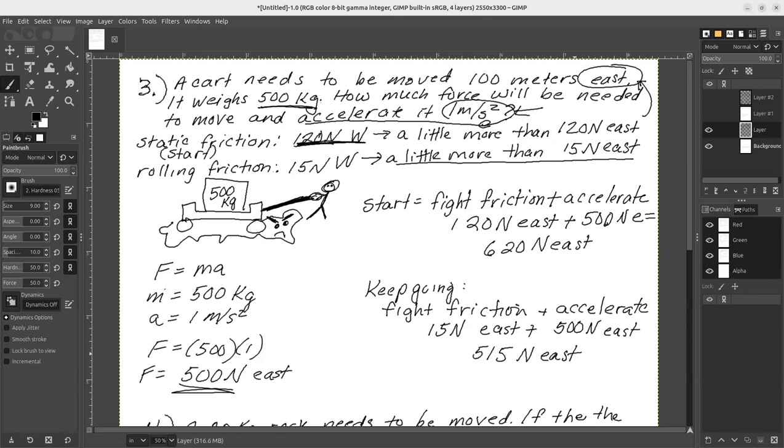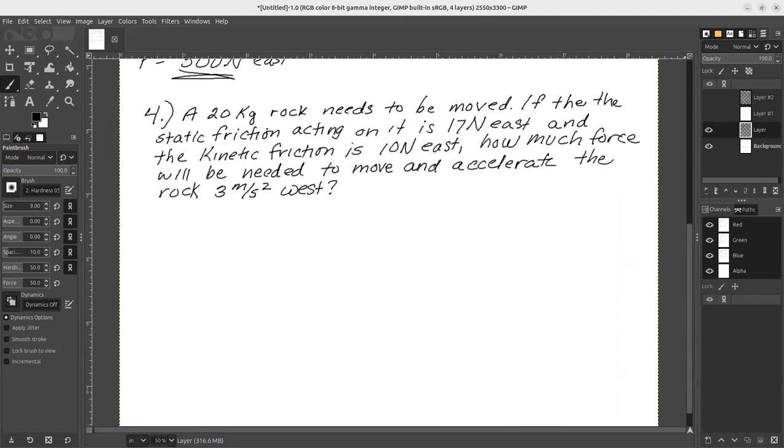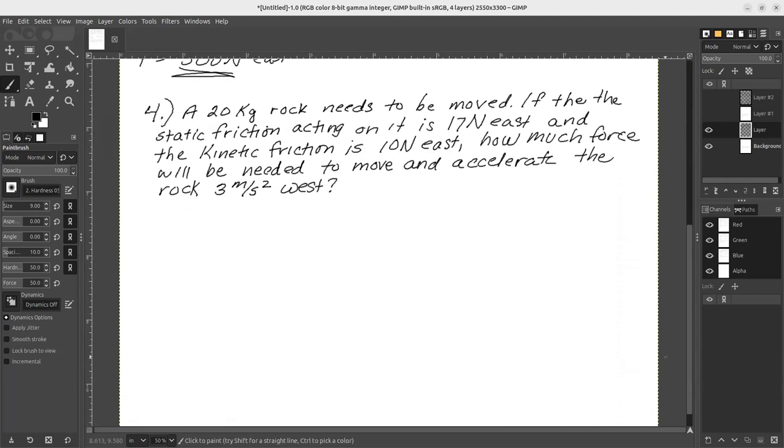Okay, let's go down here and try this last problem. A 20-kilogram rock needs to be moved. If the static friction acting on it is 17 newtons east and the kinetic friction is 10 newtons east, how much force will be needed to move and accelerate the rock 3 meters per second squared?